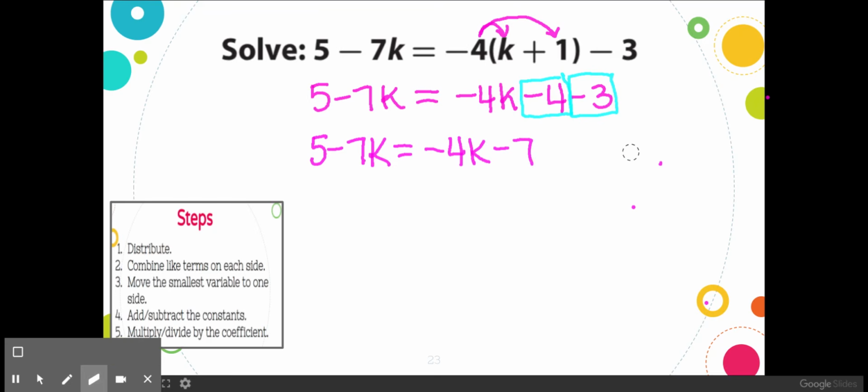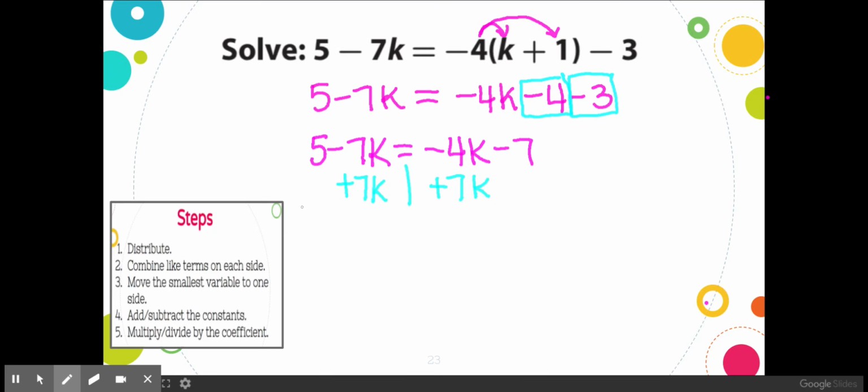All right, from here, you should have had enough practice to know what you should do next. So step 3 says to move the smallest variable to one side. So look at your variables, the terms with the variables, and ask yourself, which one is smaller, negative 7k or negative 4k? Well, negative 7k is smaller because it's further down the number line. I want to move the smaller one because that means I'll end up hopefully with a positive variable term at the end.